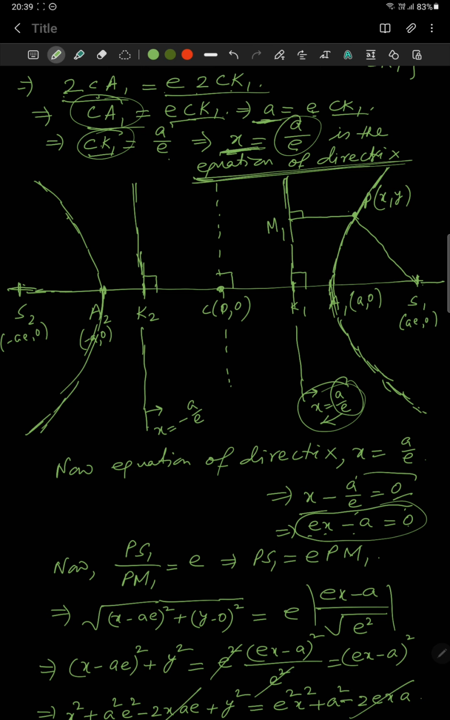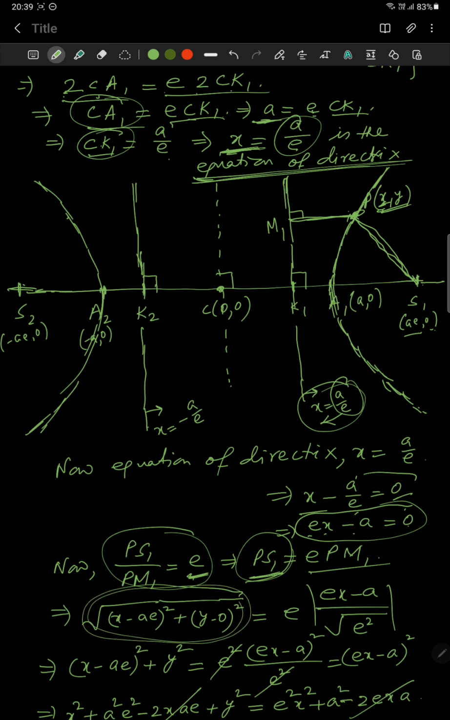Now again we have to find out the standard equation of the hyperbola. So for that, what we have done is, again we have taken PS divided by PM1 is equal to E. PS1 divided by PM1 is equal to E. Then cross multiplication gives you PS1 is equal to E PM1. This PS1, using the distance formula, if this point is P x comma y, then distance formula could give you square root of x minus AE whole square plus y minus 0 whole square, which is what I have written over here.